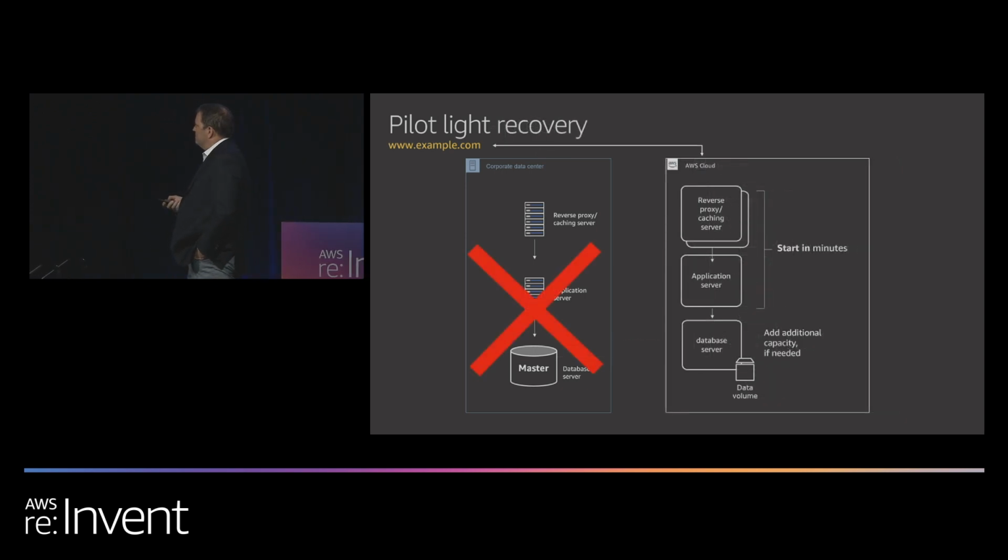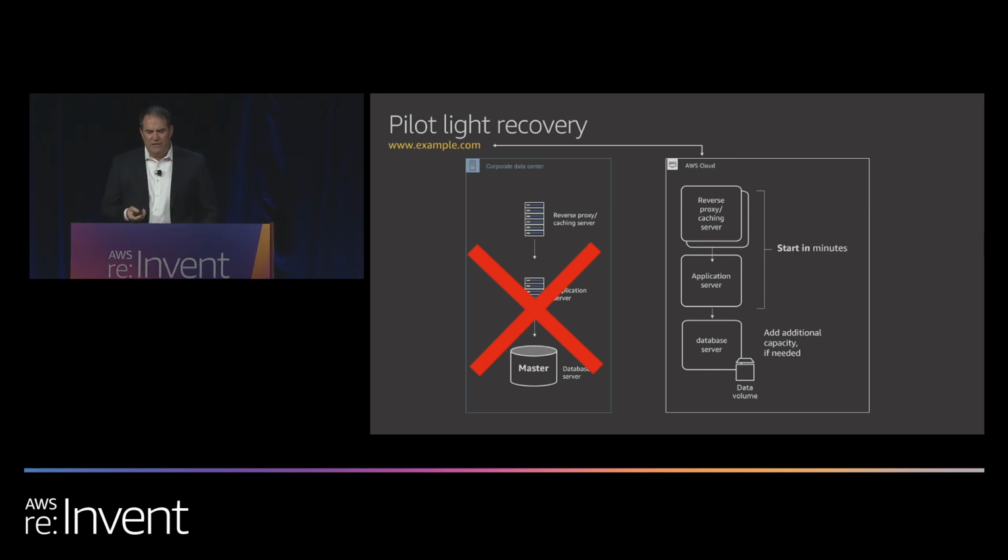So when we have that failure event occur, there are a few operations I need to run. I need to initiate the application servers. I need to initiate the web servers. If there are any load balancers that I need to provision, this is when I would do that. Then I need to mount the data volume and reconfigure DNS to direct traffic to the AWS cloud as the failover site.